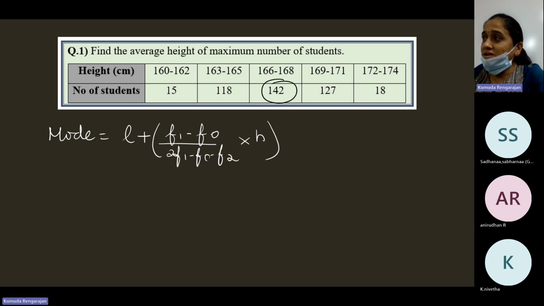To find median, we have the class intervals column, we have the frequency, and we need to generate the cumulative frequency column, right? One more column we have to generate, the cumulative frequency column, to find median. For mode, nothing. Just with the question you can do.